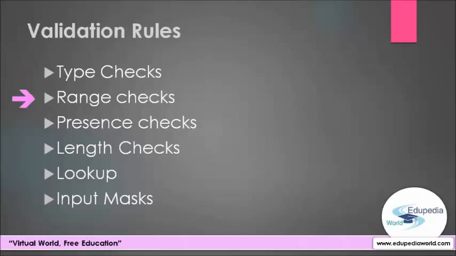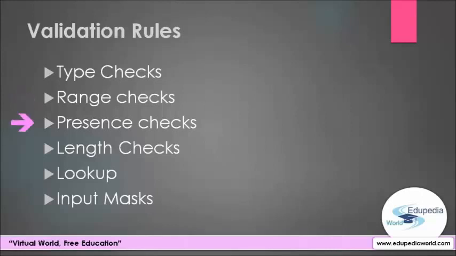The second one is range checks. These are used to limit the range of data a user can enter. For example, the day part of a date must be in the range of 1 to 31. Another example is exam grading, which has only grade A to grade E. You can use this range check. So when a user enters a value, they are only allowed to enter a value within the defined range.